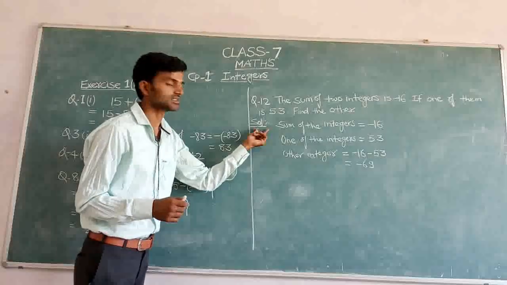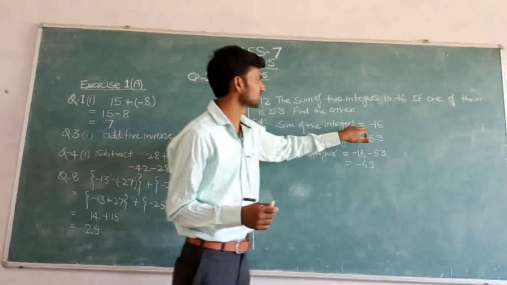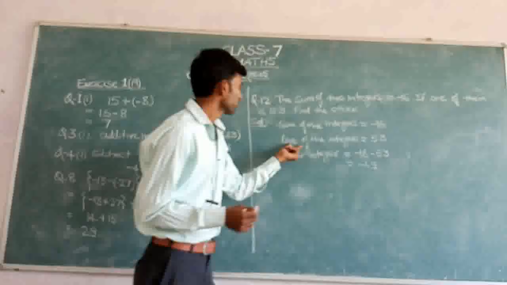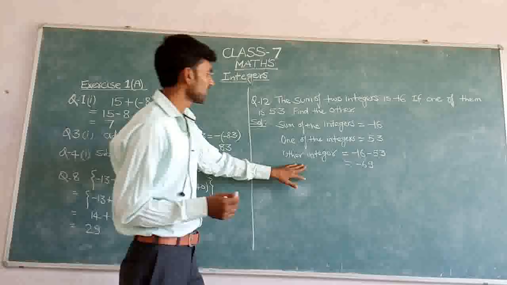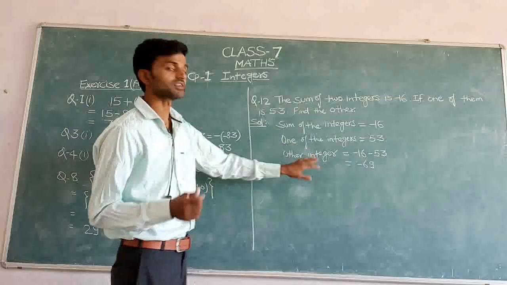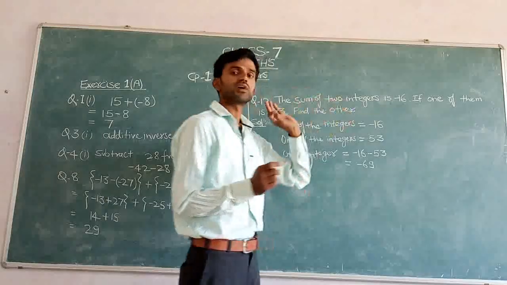So here is the solution of this question. First write the sum of the integers, minus 16. One of them is 53. So we have to find the other integer. The other integer is found by subtracting the given integer from the sum of the two integers.